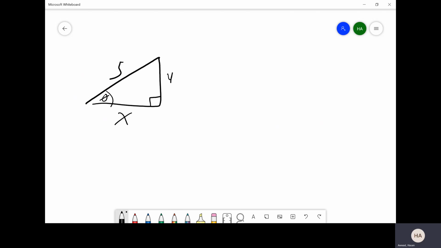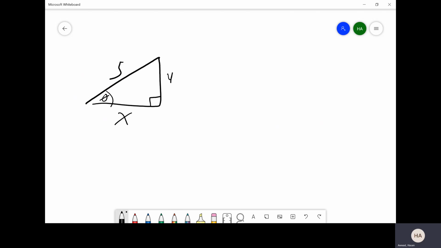What I want to do is, given this information, find all 6 trig functions. Okay, all 6 trig functions. That means sine, cosine, tangent, cosecant, secant, and cotangent. Okay. All right, so let's get to work. Let's see how we do this.